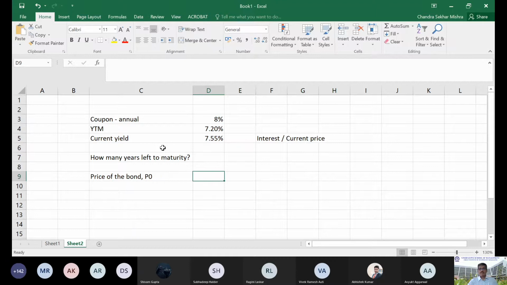Face value is 1000 rupees. Unless another is mentioned, we'll take face value as 1000 rupees for any bond. Yeah, anyone? What is the price? So 1075. 1075. How?